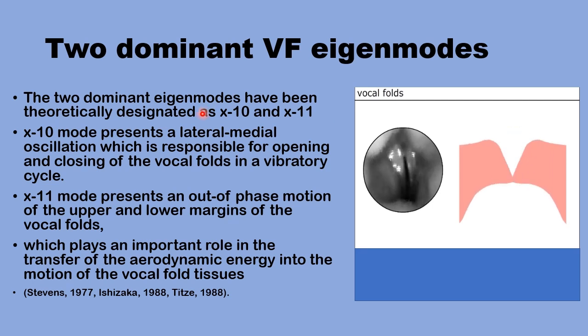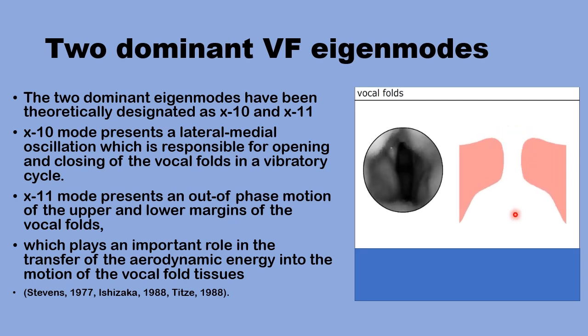The first one, the X10, presents the lateral to medial oscillation, which is responsible for the opening and closing of the glottis during phonation. It's actually responsible for voice production by allowing puffs of air to pass through when the glottis opens, producing voice.